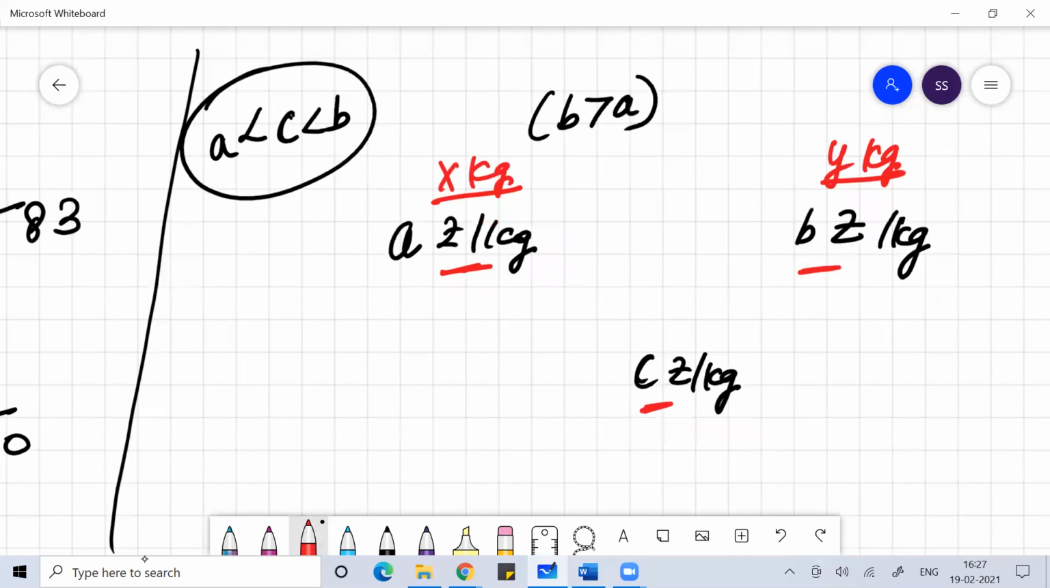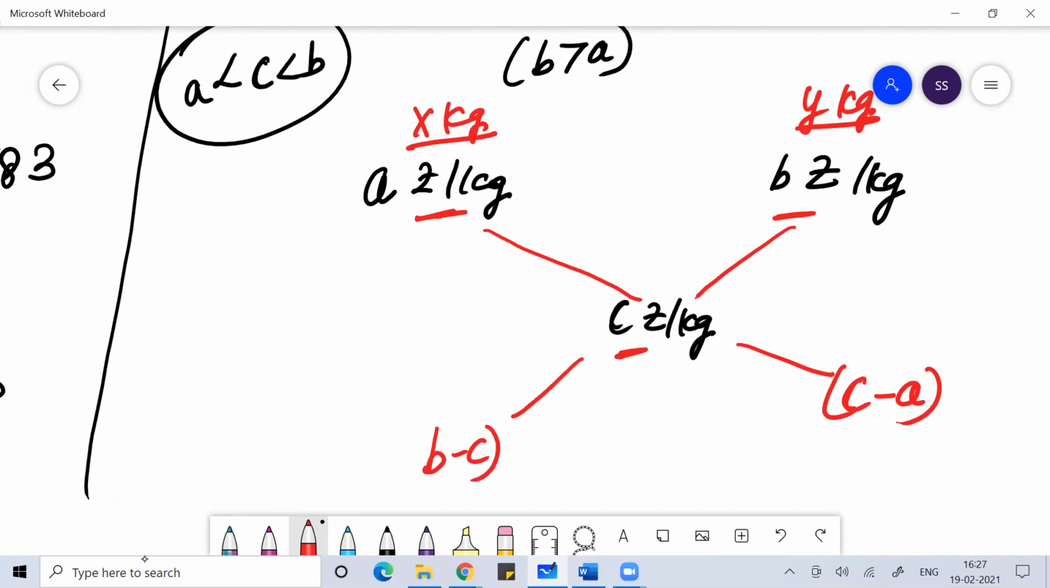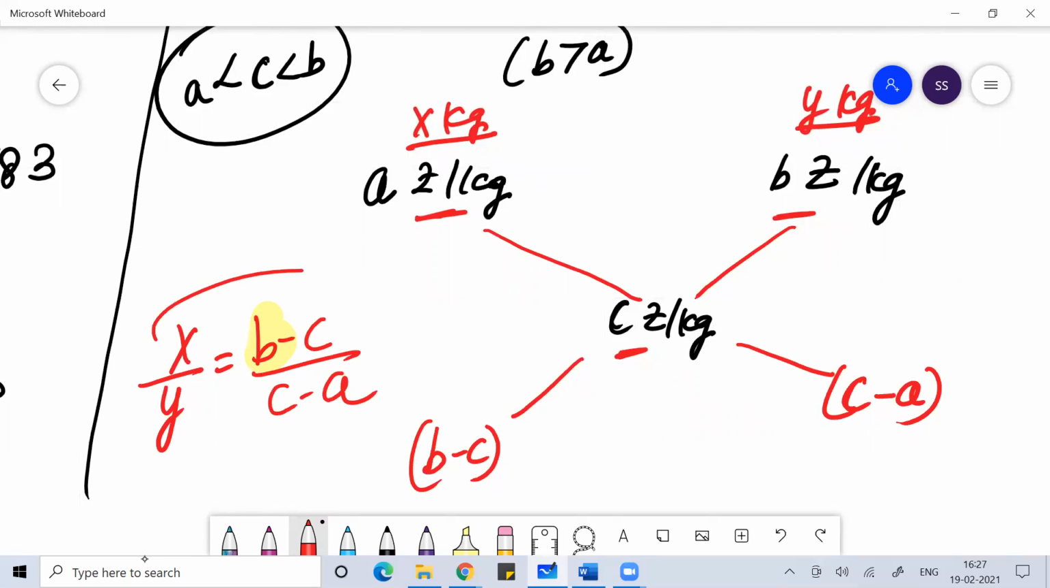So the ratio will be nothing but C minus A and B minus C. The ratio of x to y will be B minus C divided by C minus A. So please remember this. This way you can solve, and the questions will become very easy.